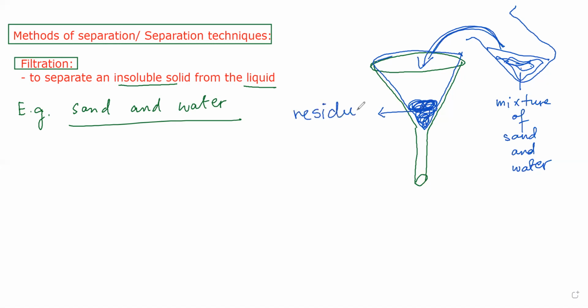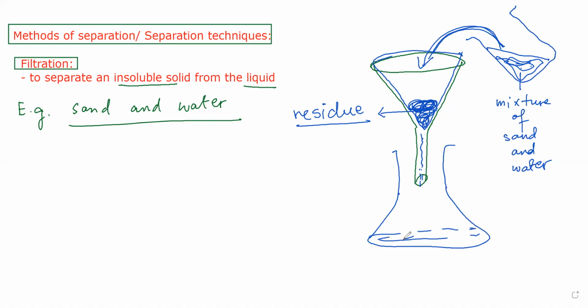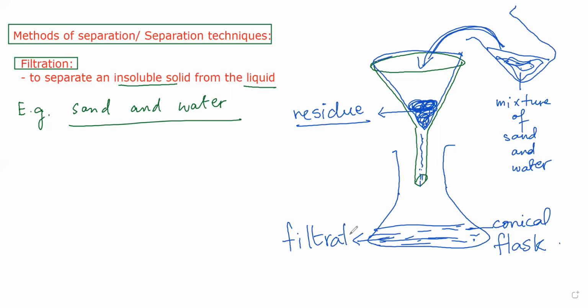We use this term, residue. And water will pass through the small pores of the filter paper and it will be collected down there in the conical flask. Okay, this is the conical flask. We need to make ourselves familiar with that. So water has been collected as filtrate. We need to use these keywords, residue and filtrate.